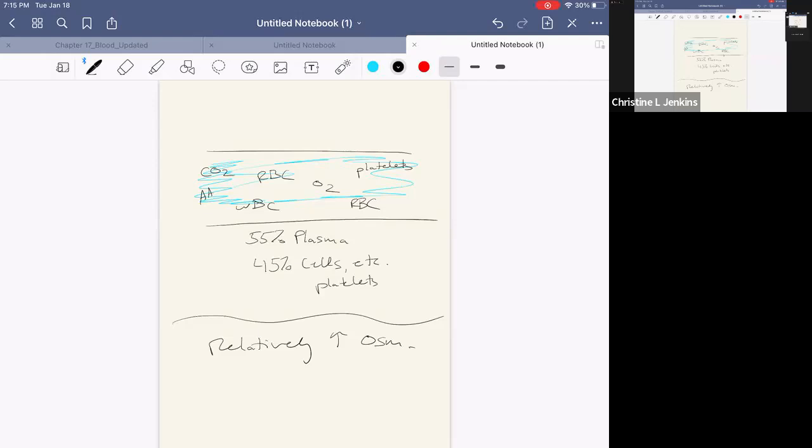So what I want to drive home is the blood has a relatively high osmolarity, and that's okay, because we have to deliver so many good things. But it can become too high in osmolarity, couldn't it? So even though it's already relatively high in osmolarity, what are some scenarios when the osmolarity of blood might go up?